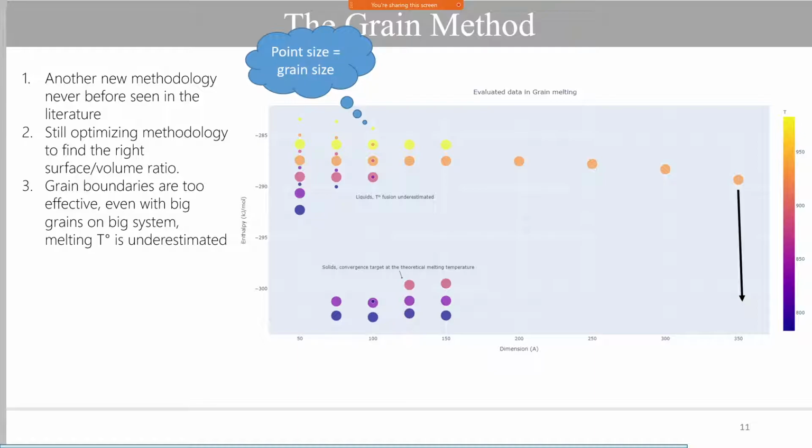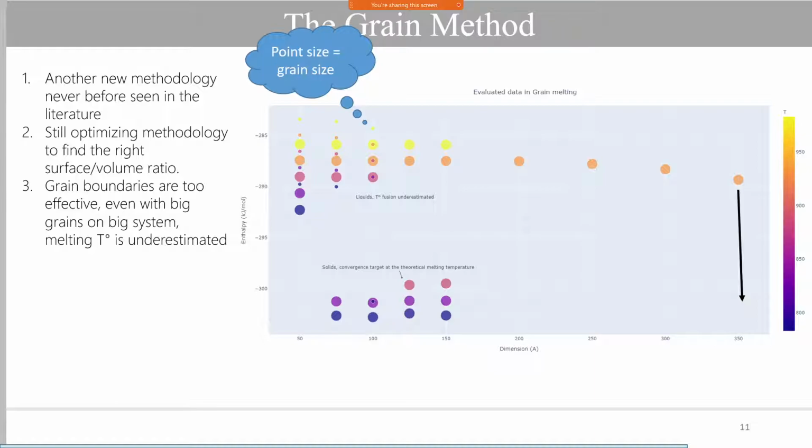Right now, the grain method is actually identifying the melting temperature of nanosystems for nanoscale grains, because these dimensions are really big for molecular dynamics. We're at the nanoscale basically, which is much bigger than molecular dynamics usually are.